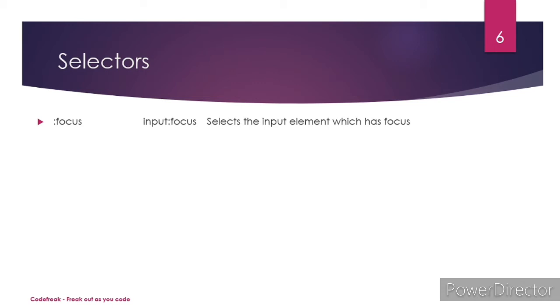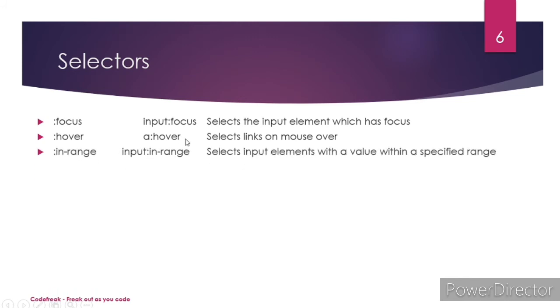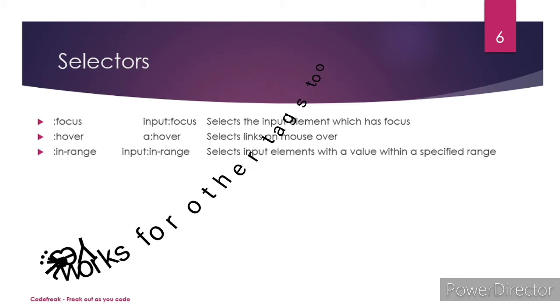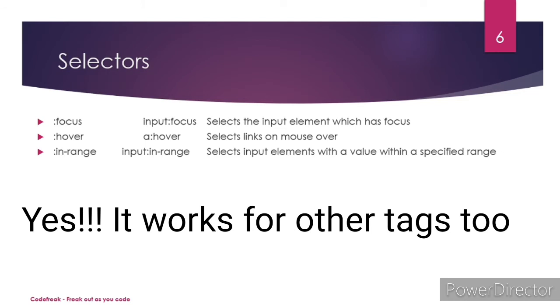So we have focus, which selects the input elements that have focus. You can get focus by moving your mouse over it and so on. You have hover for that actually. It selects links on mouse over. That only works if it is a link; for others also maybe you can try it out, and you can tell me later in the comment section whether it works for anything other than an a tag. So you do that for me.